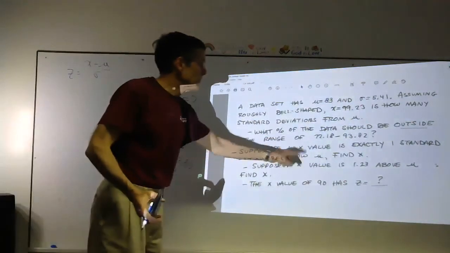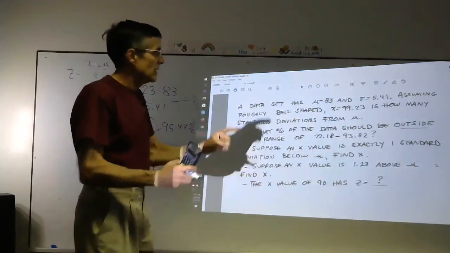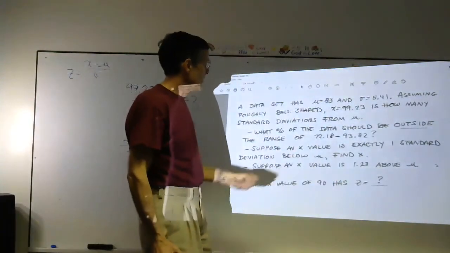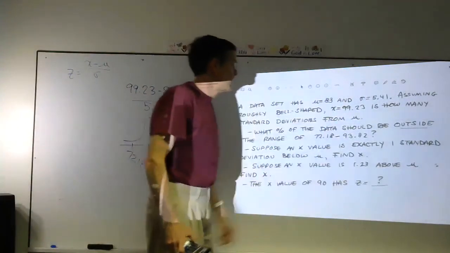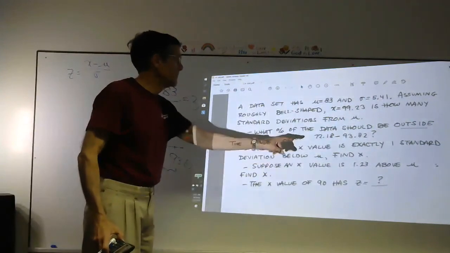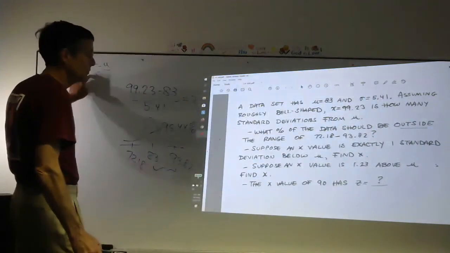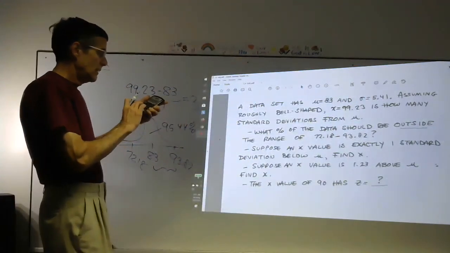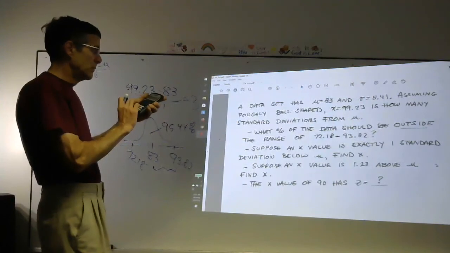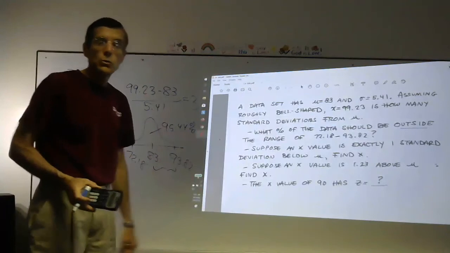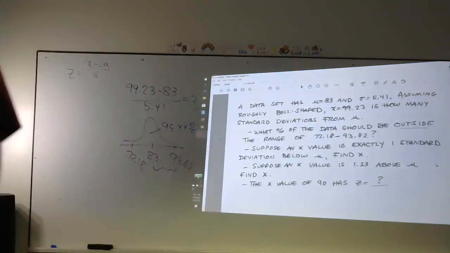Suppose an x value is 1.23 above the mean. Now, I didn't say 1.23 standard deviations. I just said 1.23 above. 1.23 above, just add 1.23. The x value of 90 has what z value? Just do your formula. 90 minus 83 divided by 5.41 equals 1.29. It's a little bit more than 1 1/4 standard deviations above.